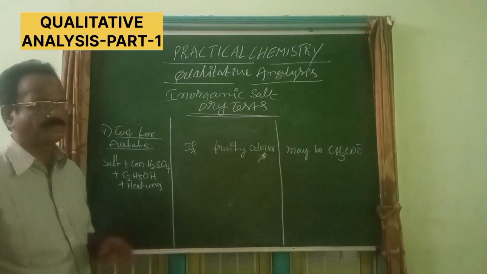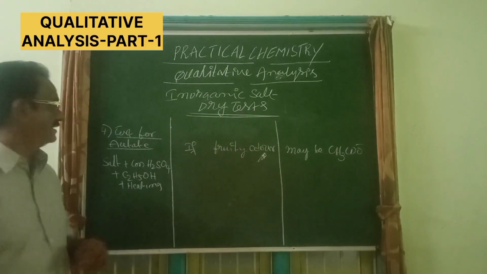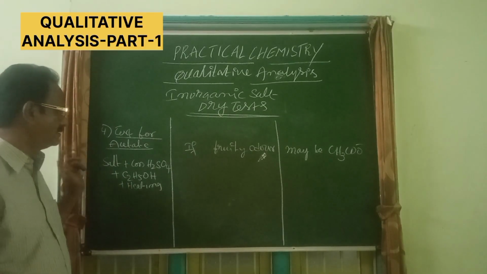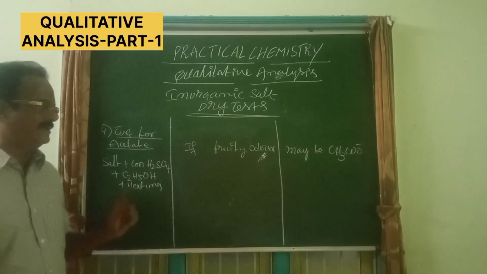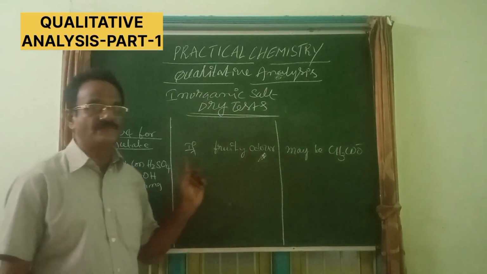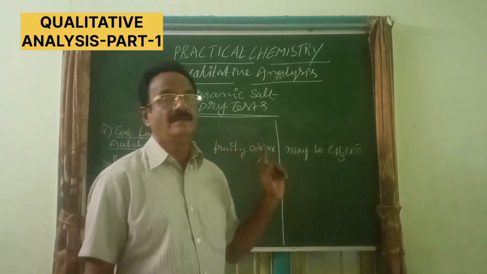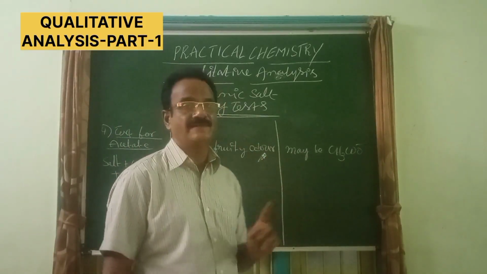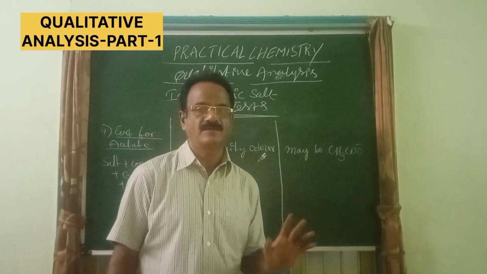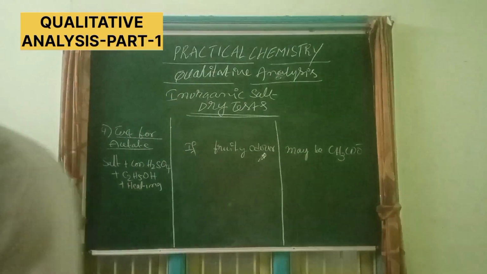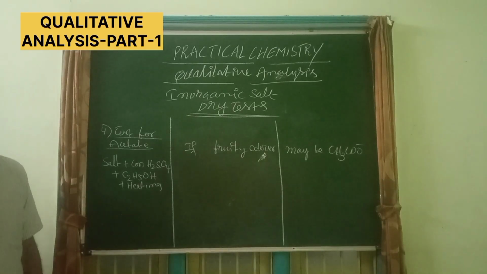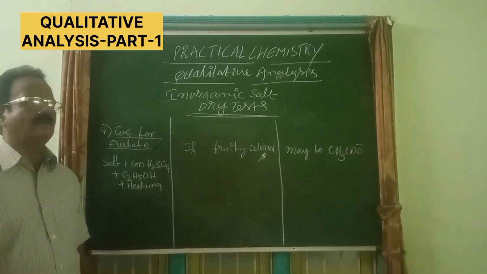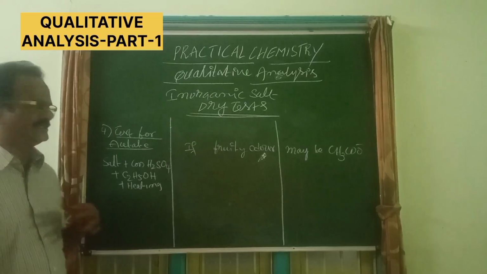Is it clear? So I am repeating again. Test for acetate: the salt is added with concentrated H2SO4 and ethyl alcohol, and then subjected to heating. If a fruity odor is there, then there may be acetate in the given inorganic salt. Okay. Let us see the test for borate.